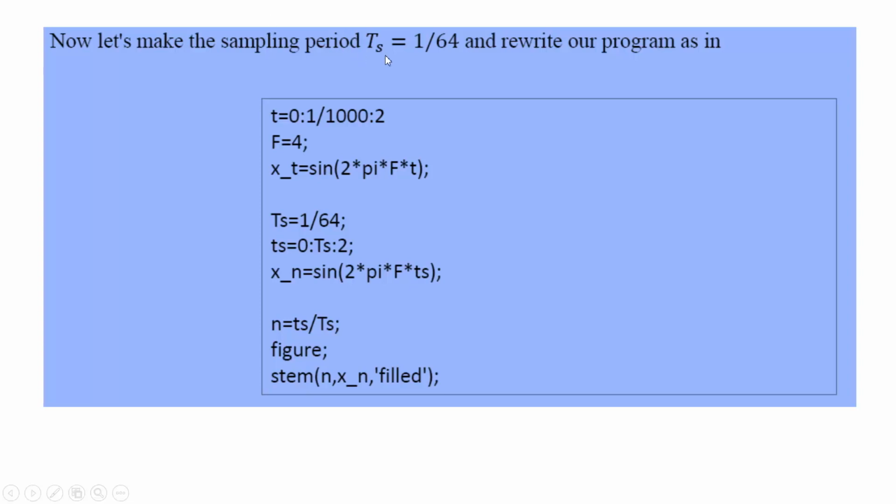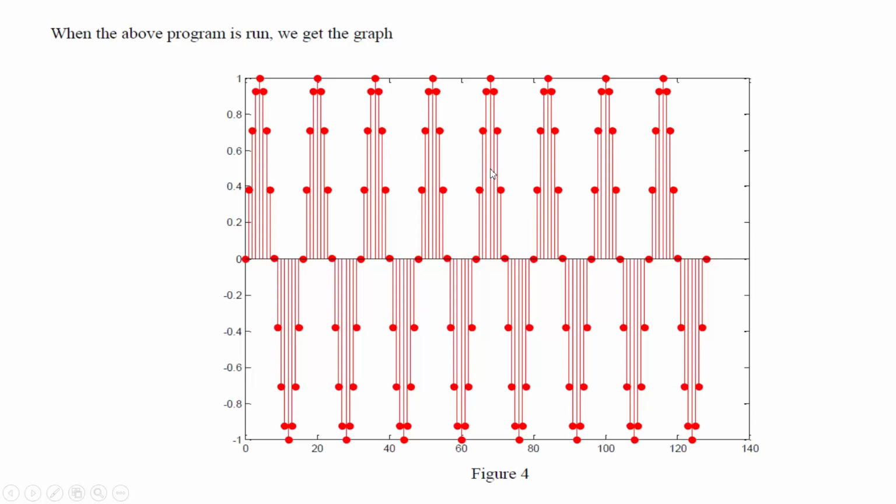Now let us take the sampling period as 1 by 64. Here the sampling period is defined as 1 by 64. Accordingly, the time vector will be created for the discrete sequence. And if you plot this graph now with the stem command, you will get this. This is the discrete signal that you will get.